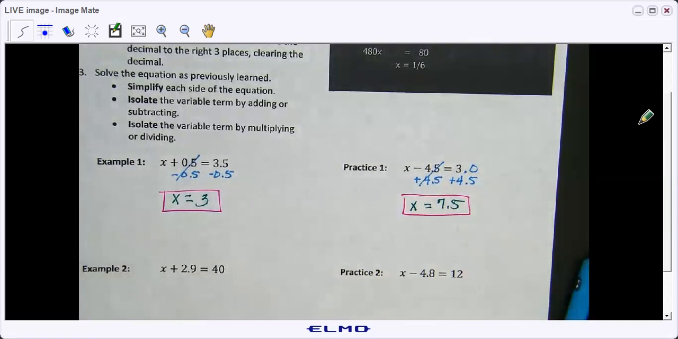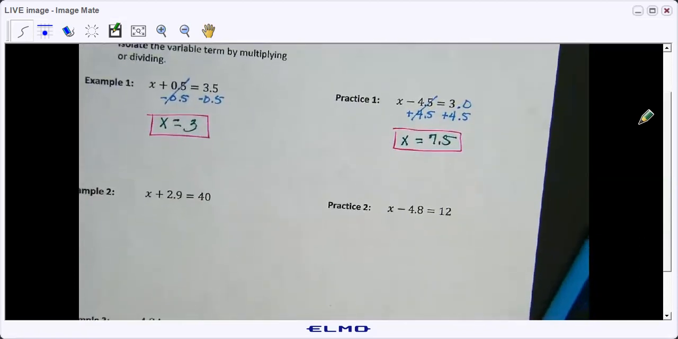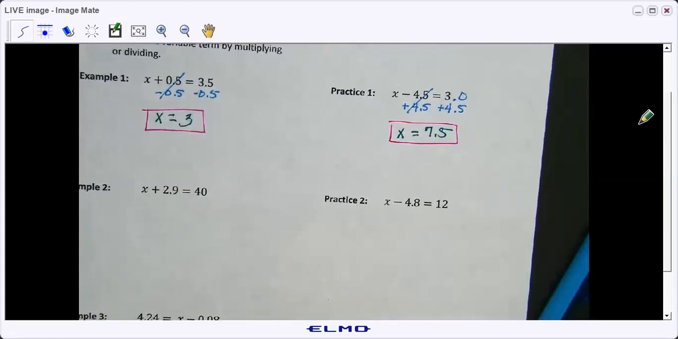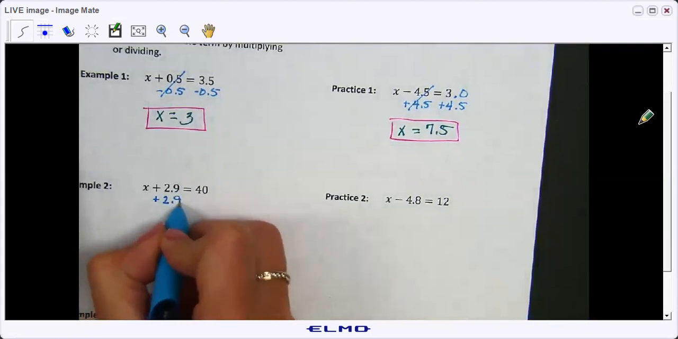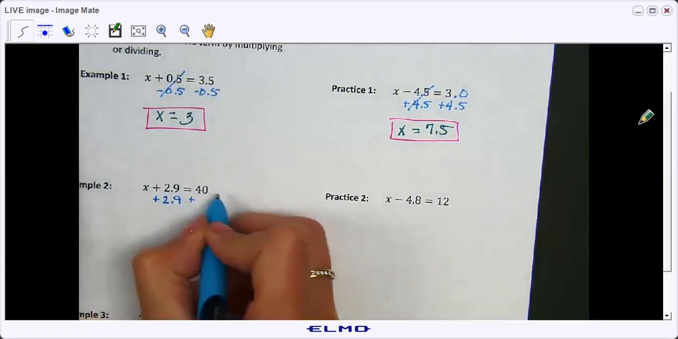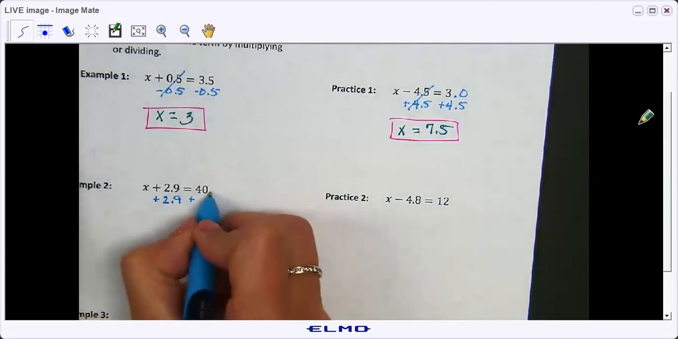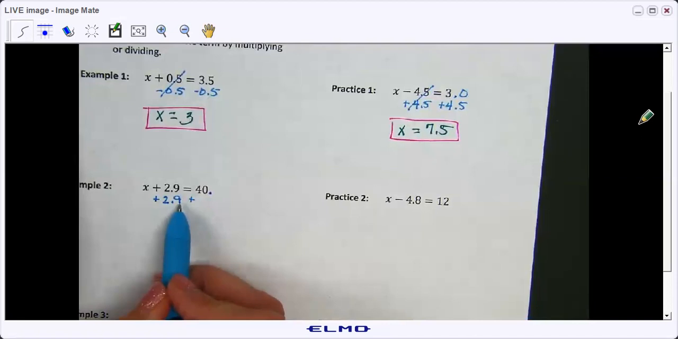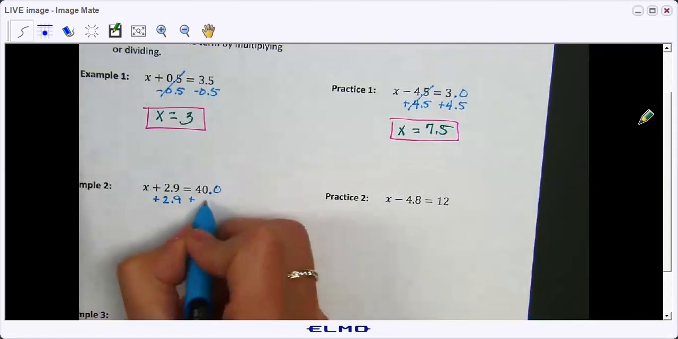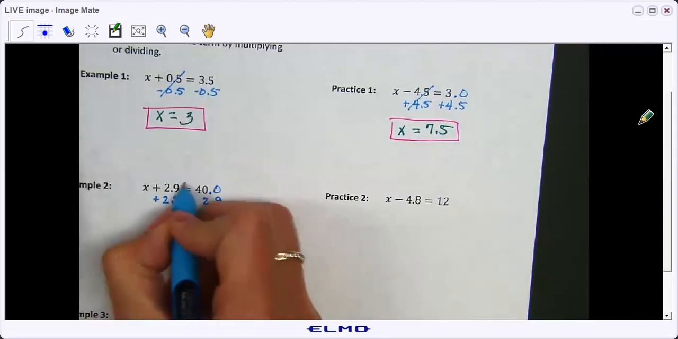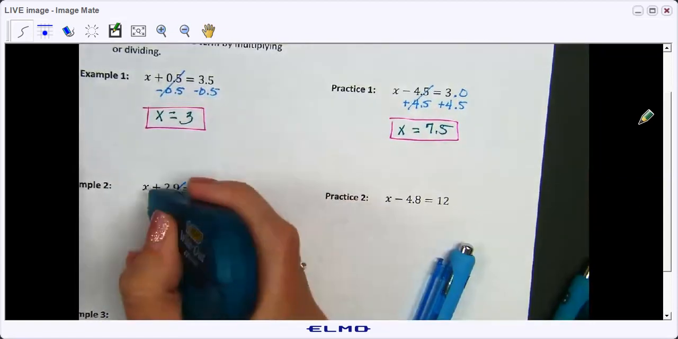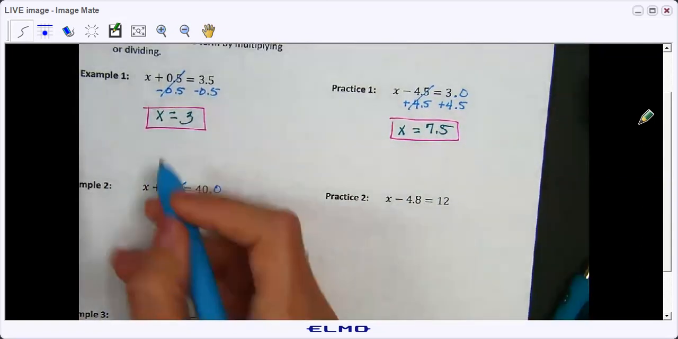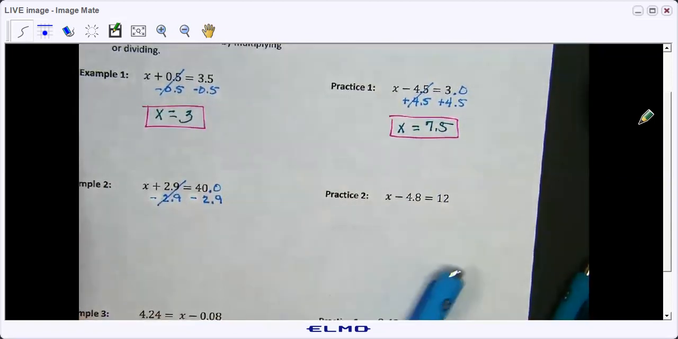Now let's go to example 2. I'm going to do example 2 with you, and you're going to do practice 2 on your own. So I'm going to add 2.9 to both sides. Where is my decimal in the 40? Behind the 0. So I'm going to add a decimal and a 0 because there's one number behind this decimal. And when I add 2.9, I line up my decimals. Minus. You are right. Just checking to make sure you're paying attention. Okay, so I'm going to subtract 2.9 on both sides.